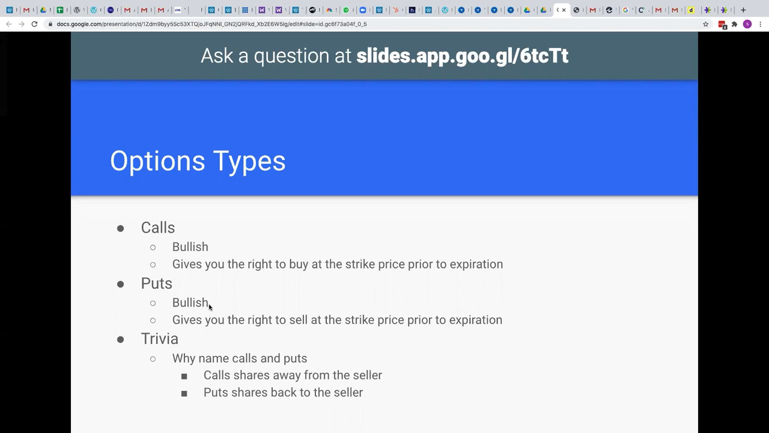Puts means it's the other way. You're saying, I have the right to give the shares back to the seller. As a buyer of the call or the put, you have the right to buy or sell. That doesn't mean that you always have to exercise. You just have the right and you have no obligation at all. Okay, I just wanted to bring that point up again.